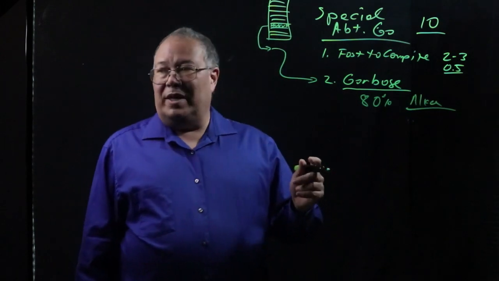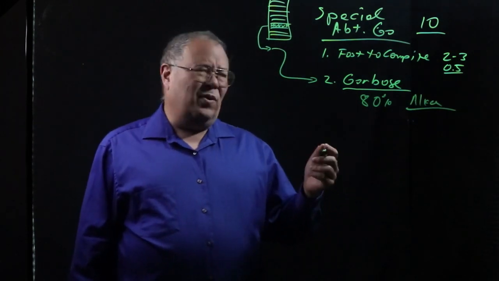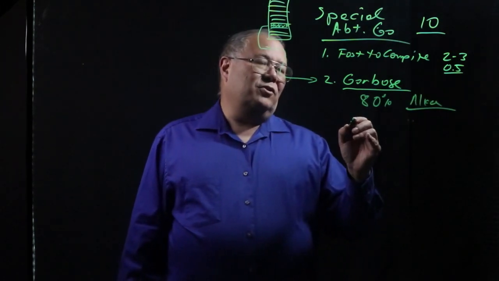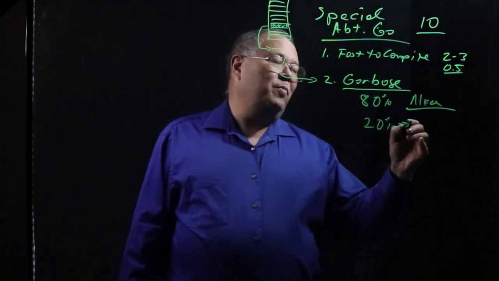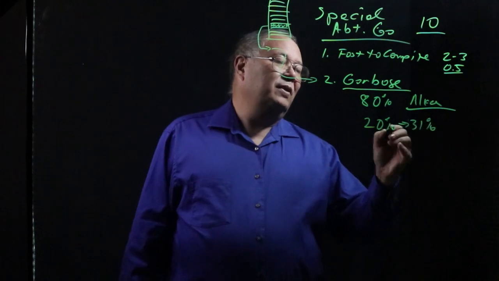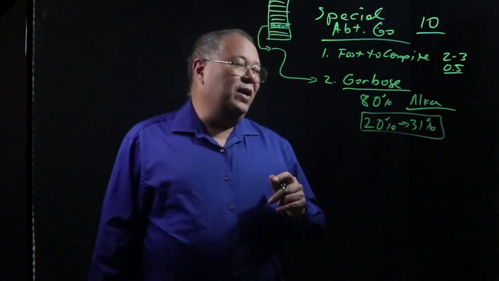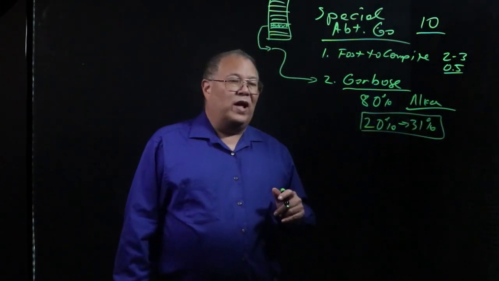Now, Java implemented about a year ago a new garbage collector that took its allocation percentage from about 20% up to about 31%. So that's what you can do in Java in terms of allocating the machine.